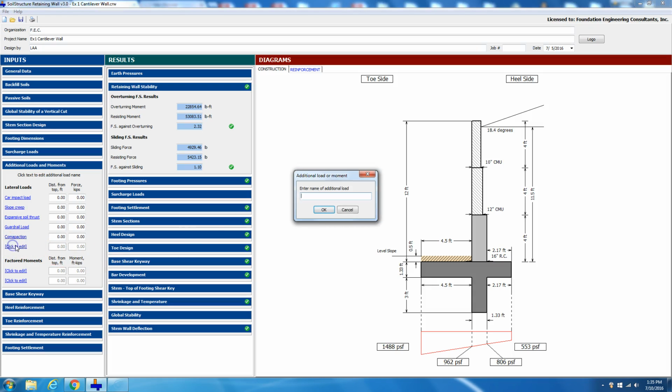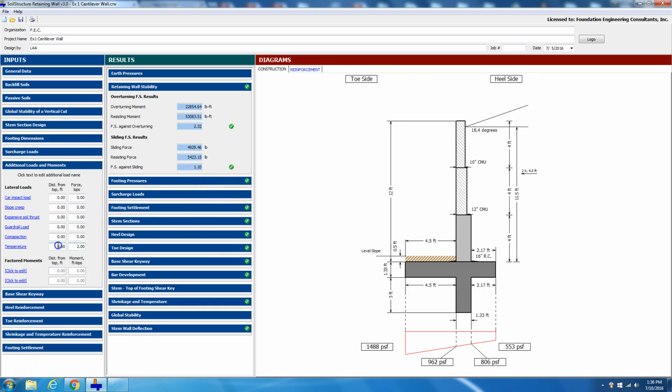And then if you wanted an additional one, let's say an impact load of some sort, you could do that. Well, we actually have impact load. So let's say we have something due to temperature. Okay, you could have that, and then you'll enter, for example, 4.5 feet from the top of the stem, and it happens to be 2 kips. That's how you'd enter it. In this case, we don't have it, so let's take it out.